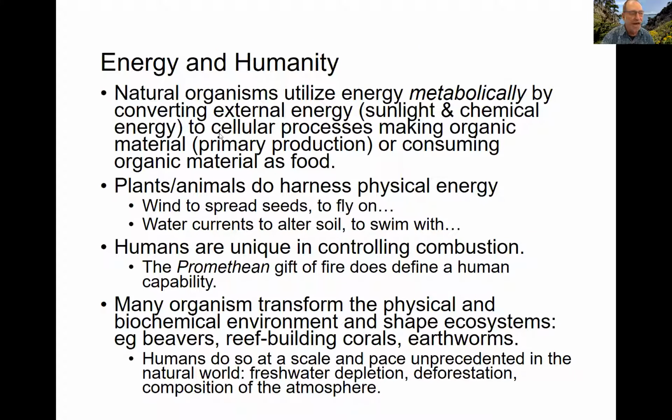So if we think about humanity, natural organisms utilize energy metabolically by converting external energy, sunlight, chemical energy into cellular processes, and by making organic material or consuming organic material as food. And plants and animals do harvest physical energy. The winds spread seeds, water currents alter soil, animals swim with water. However, human beings are absolutely unique among any species that's ever existed in that they are able to control combustion. They are able to generate energy.